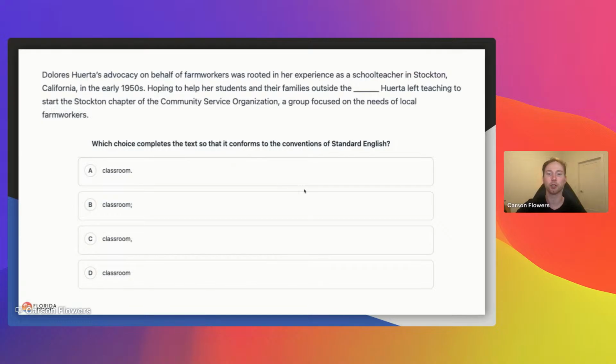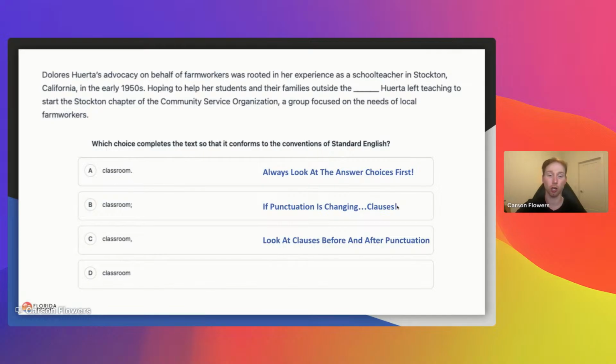So let's keep going. Let's try out an example just to show you guys. With the grammar section, for every question type, you always want to look at the answer choices first, and you want to look at what's changing. In this case, I see punctuation changing. We can see that there's a period, a semicolon, a comma, and no punctuation. That means punctuation's changing between the answer choices. If that's the case, it's testing clauses. So you want to look at the clause before the punctuation and after the punctuation. Then you want to determine, well, is it an independent clause or is it a dependent clause? Because depending on the combination, that's going to be the punctuation or answer choice that you choose.